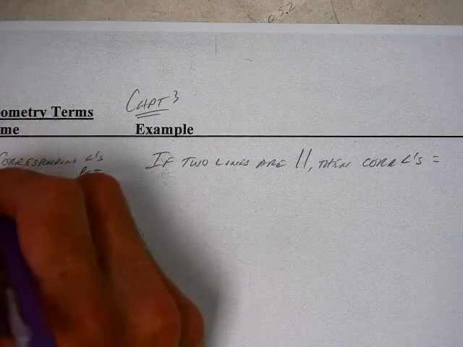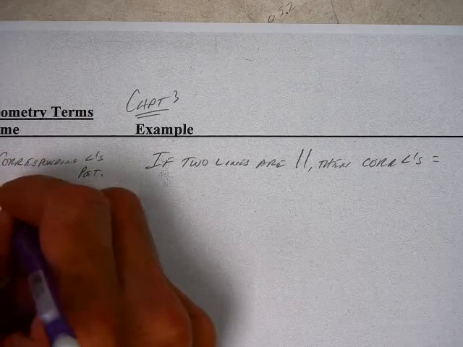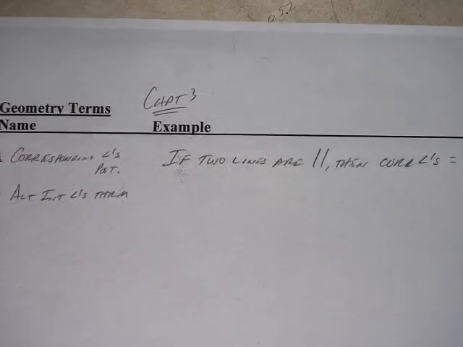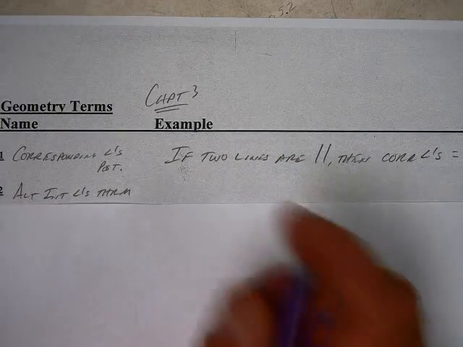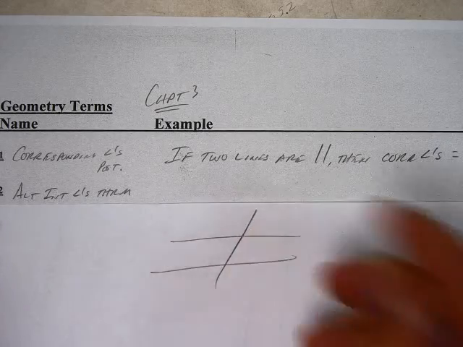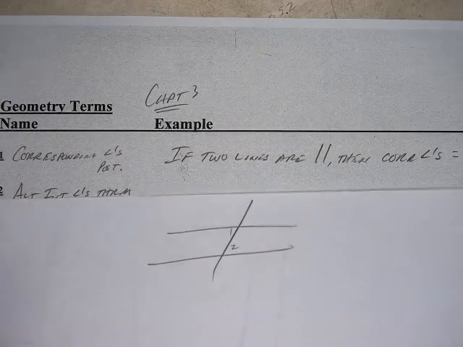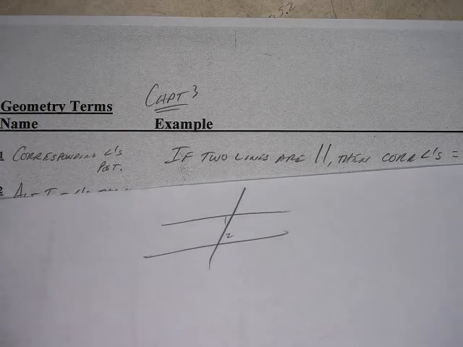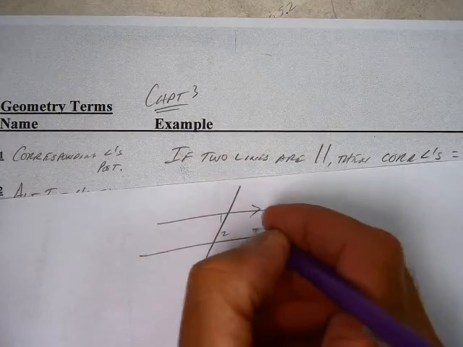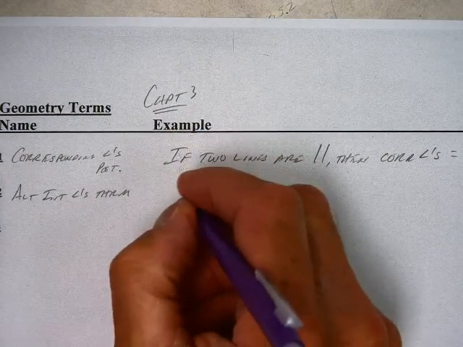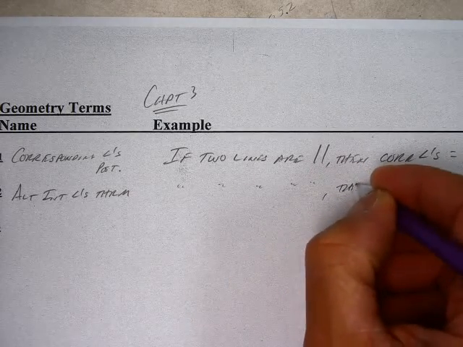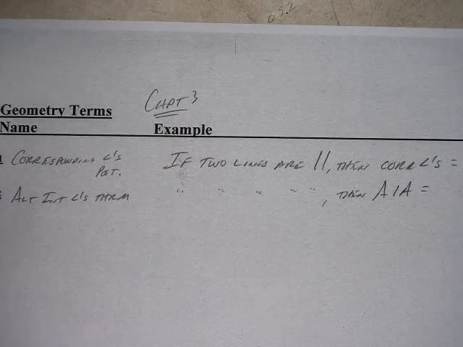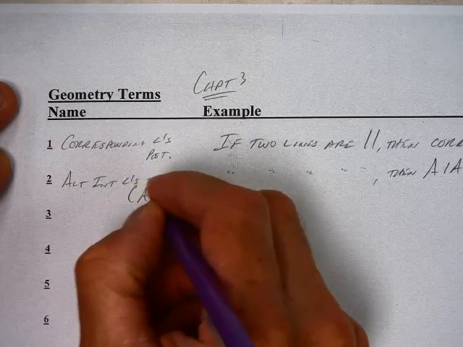type of pair. Let's go like this, alternate interior angles theorem. Okay? If we look at a pair of alternate interior angles, what do you think is true about those? Same. They're the same? When? When they're parallel. They're only the same when they're parallel. So we're going to say, if two lines are parallel, then alternate interior angles are equal. Okay. If you want to shorten this up, you can say the AIA theorem.